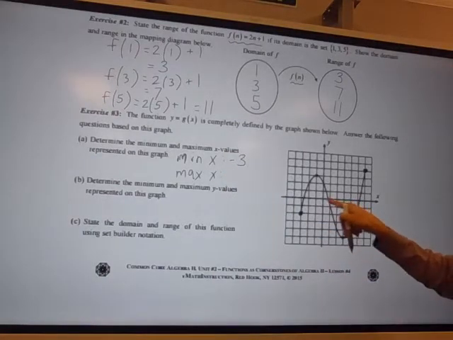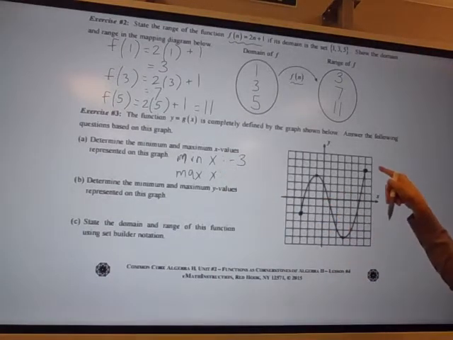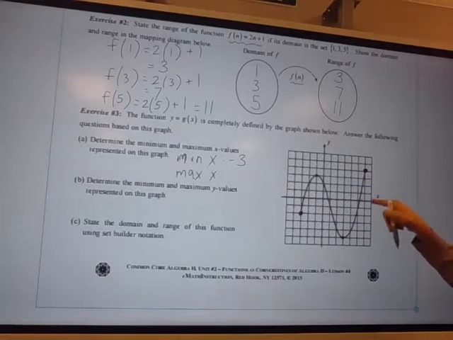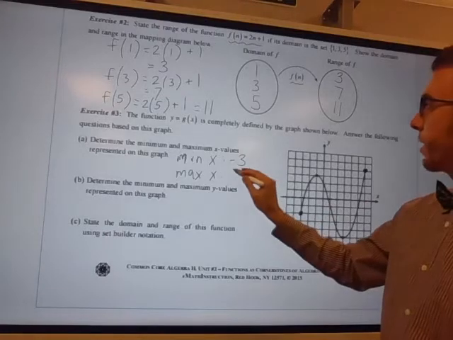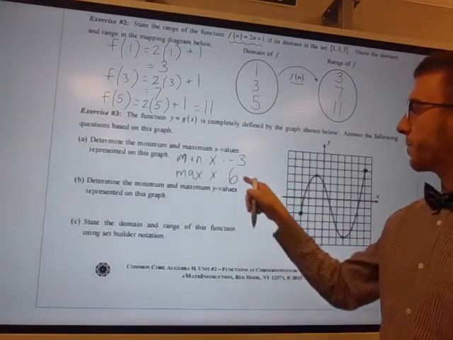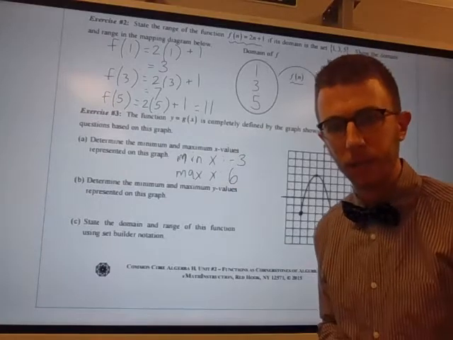Well, again, starting at the origin, I want to count over to that very last point. 1, 2, 3, 4, 5, 6. So that's a +6 because I went to the right. So my minimum x is -3 and my maximum x value is +6.